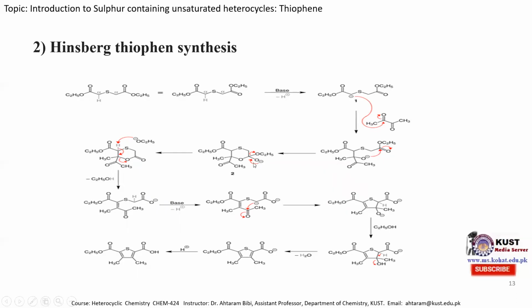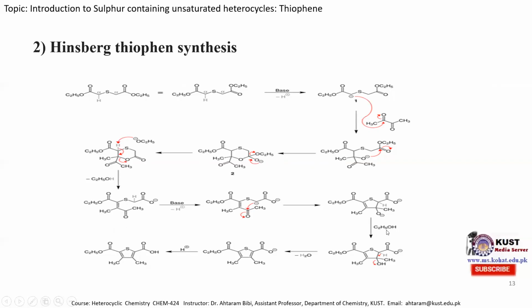And when this lone pair of electrons comes back, the ethoxide ion is eliminated, and this ethoxide ion takes a hydrogen from here as mentioned in this step, and then this bond breaks, producing another intermediate species. Then in the presence of base, the second alpha proton is eliminated, a carbanion is produced, and that carbanion attacks this ketone, and another intermediate species is produced. In this case, it is treated with an ethanol molecule, and it gets protonated.